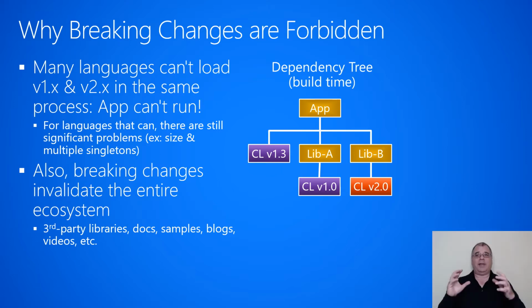And also, if there are any singletons in these libraries, well, you now have a version 1 singleton and a version 2 singleton, so they're not unified anymore, and maybe they're doing some client-side caching of resources. Now you have two separate caches instead of a single unified cache. So while in some languages it may be possible, there are still reasons why this is not ideal related to size and multiple singletons.